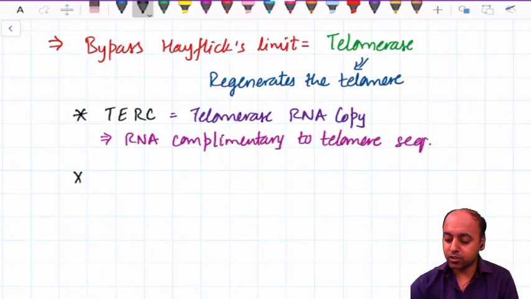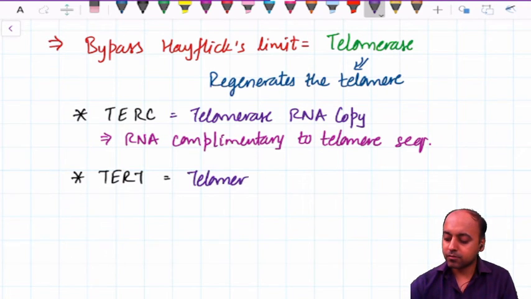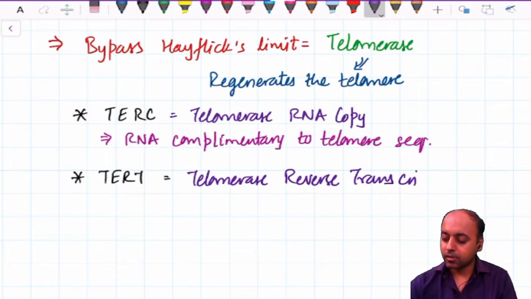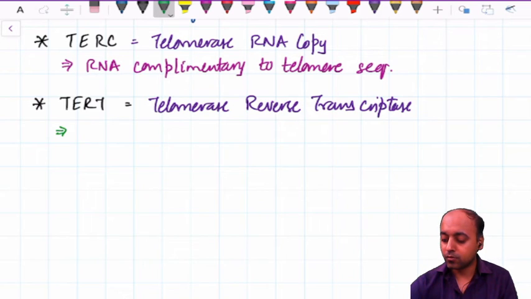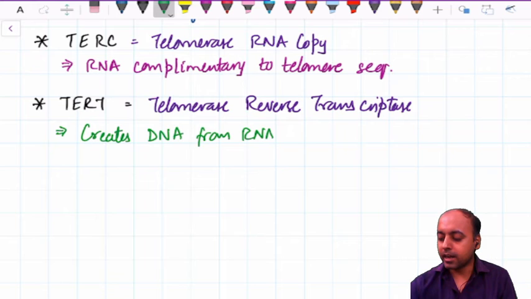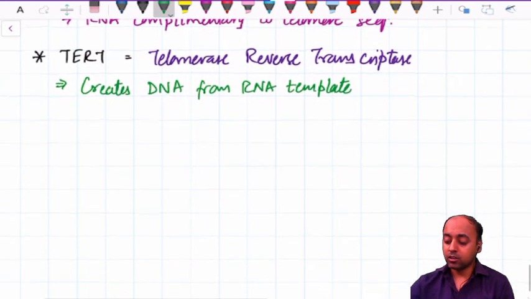And the second component which you should know is the TERT. TERT is telomerase reverse transcriptase. What does the telomerase reverse transcriptase do? It creates DNA from RNA template. So these are the two primary molecules which are required to regenerate the telomere.